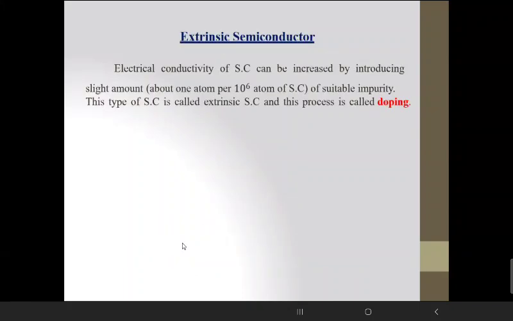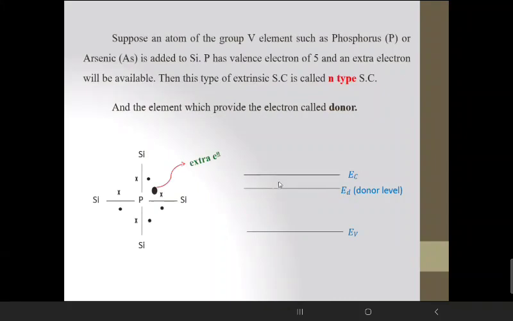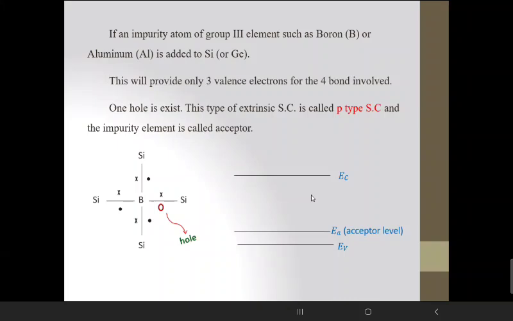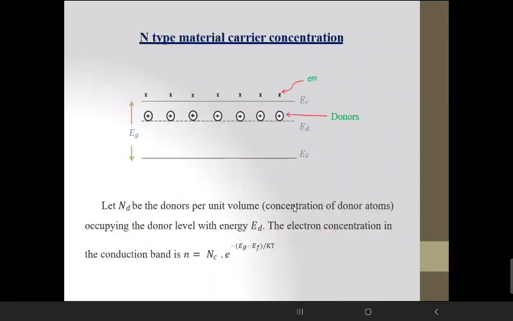Now we are coming to the extrinsic semiconductor. What is the speciality of an extrinsic semiconductor? The number of holes is not equal to the number of electrons, and an extra energy level is created here. For the N-type semiconductor, a donor level is created very near to the conduction band. And for the P-type semiconductor, an acceptor level is created near to the valence band. So these are the differences between intrinsic semiconductor and extrinsic semiconductor.